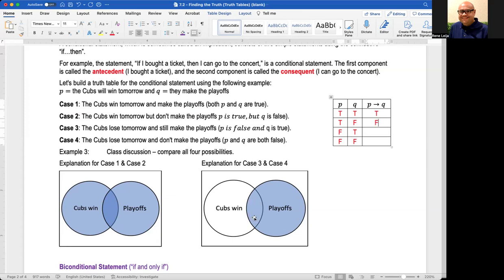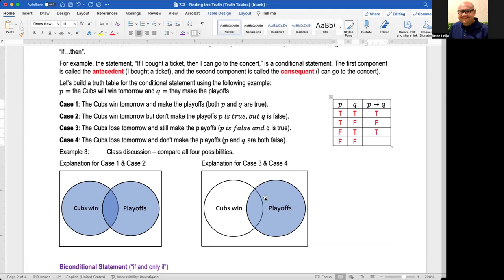Okay, if they lose tomorrow, that's the complement of this circle, which means everything outside. Now if it's everything outside this circle of the Cubs winning, do you see how they're still in the playoffs? If they lose, that's everything outside this circle, but they're still in the playoffs circle. So that's true. Look at where it put them. That is a true statement.